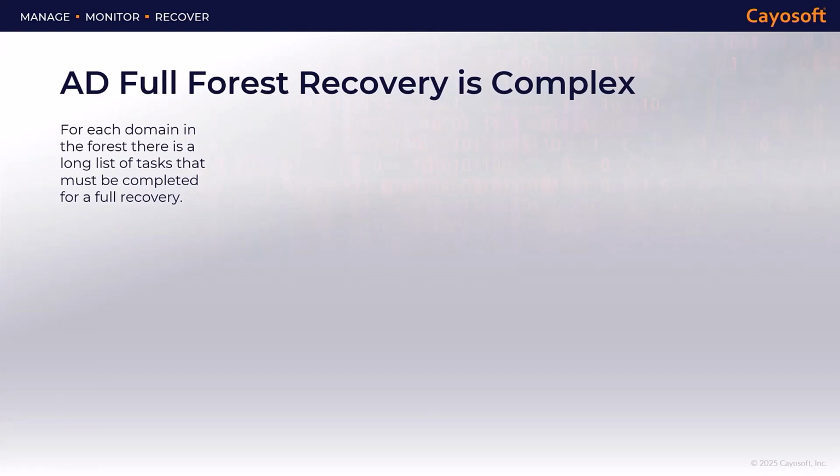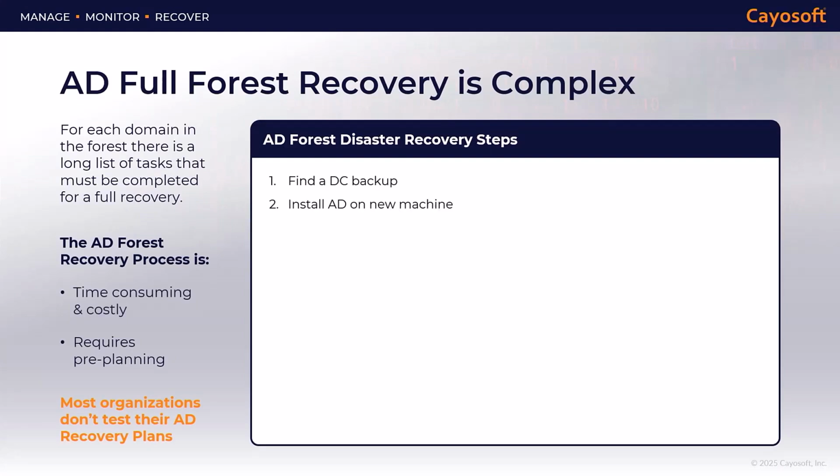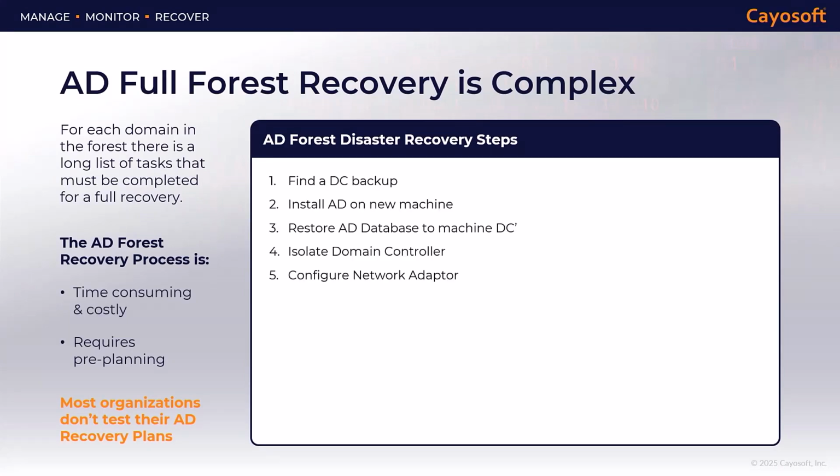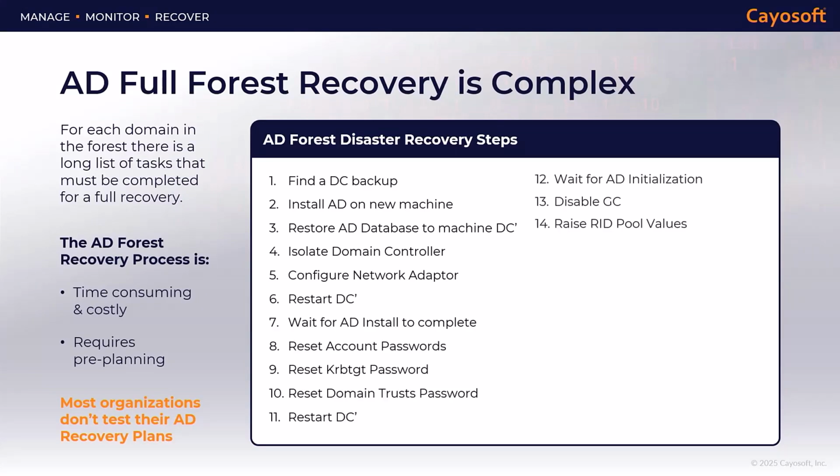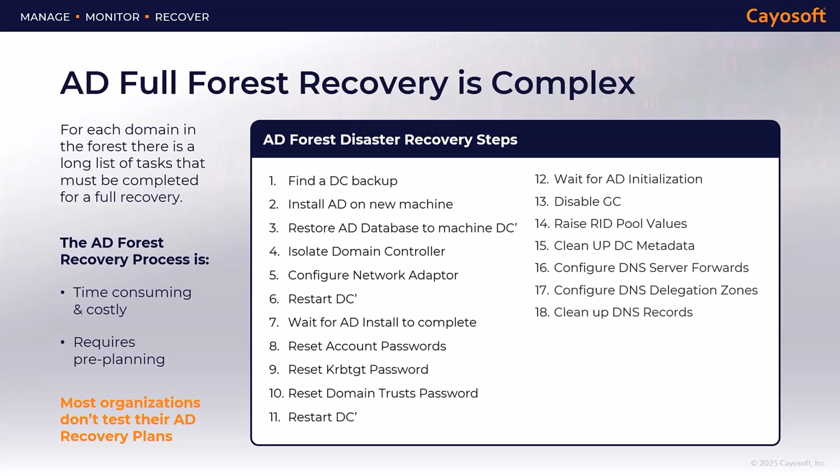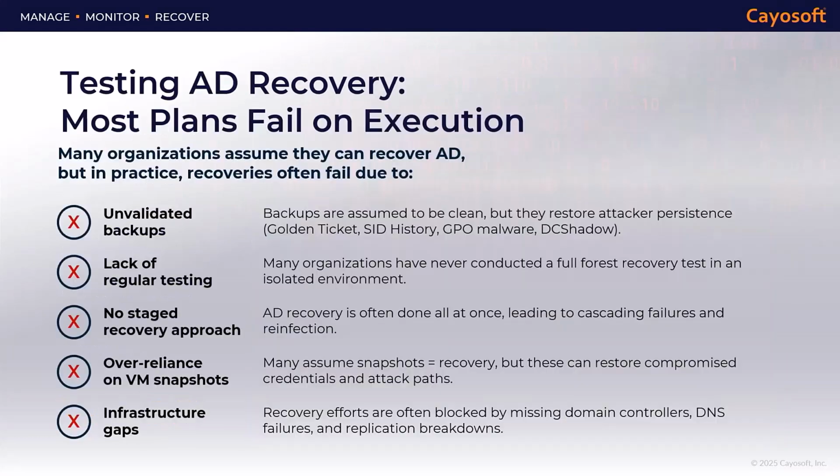For each domain in the forest, there's a long list of tasks that must be completed for a full recovery. That includes things like finding the DC backup, installing AD on a new machine, restore, isolating the domain controller, configuring the network, restarting the DC. All of these steps are very complex. Again, this is way more than just restoring a SQL server or a file server in your organization. So it really needs dedicated tooling for the recovery process. Again, multiple steps here, and you can see it goes on and on.